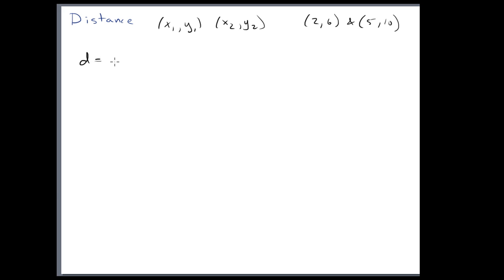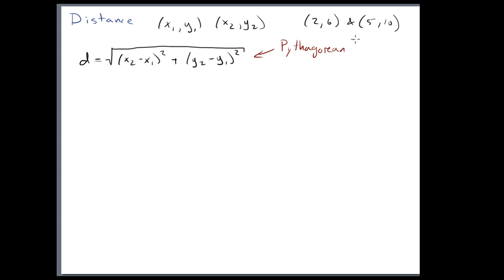The distance between these 2 points is you take the change in x, x2 minus x1, you square it. You take the change in y, you square it. You add these two together, and then you take the square root of it. And this, if it looks familiar, is absolutely a form of the Pythagorean theorem. It's just the Pythagorean theorem in disguise.